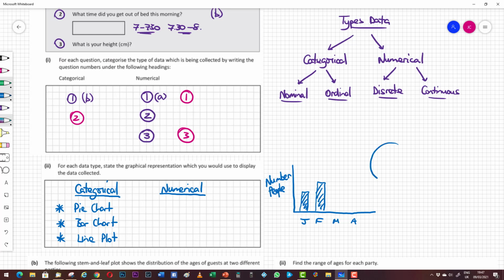Likewise, if we had a pie chart and we were to divide it into sectors, where we have January, February, March. Again, it's a good visual representation of how many people were born in each of the particular months.